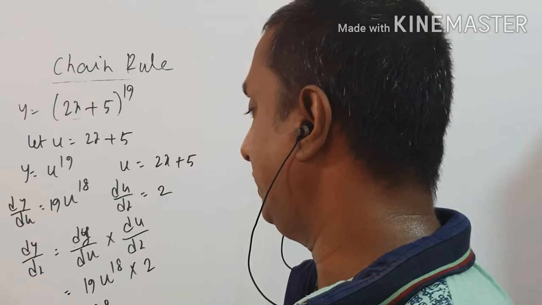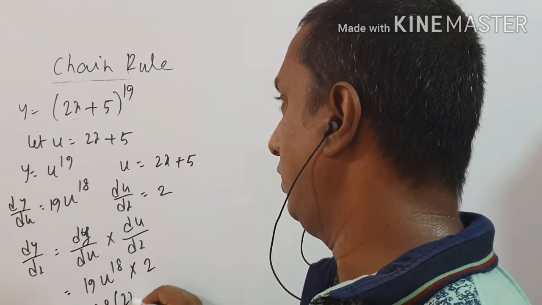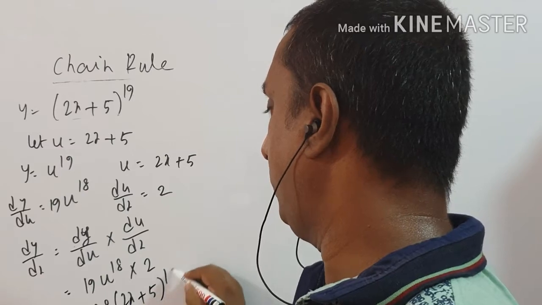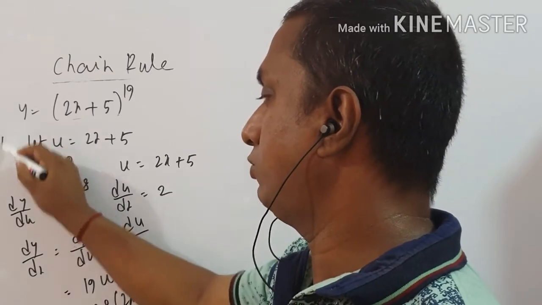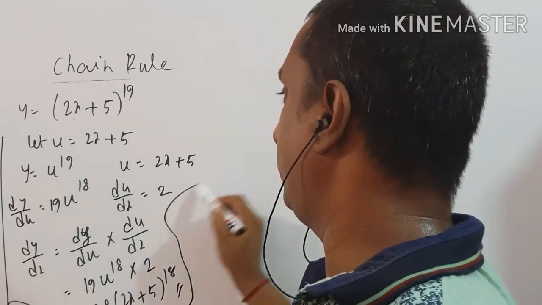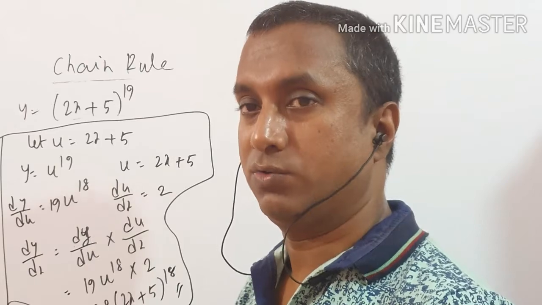There is no u in this question. u is replaced by (2x + 5) to the power 18. This is the answer. So this is another way to solve. If you have confusion regarding the first method, I hope you can understand this one.